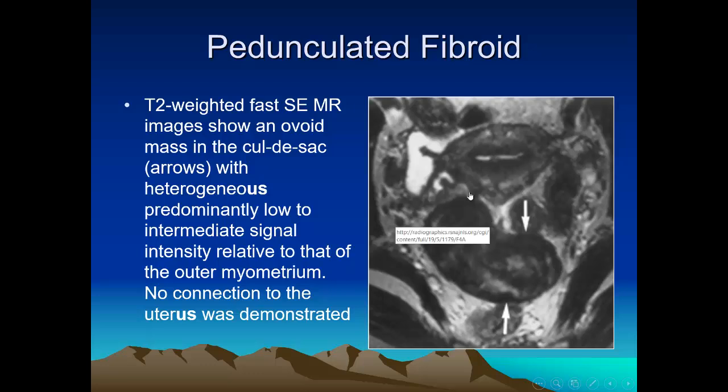And this is a differential diagnosis of adnexal masses. This is a pedunculated subserous fibroid. This is low signal on T2, but it is uterine in origin, because I can see a pedicle coming from the uterus. So this is a pedunculated subserous fibroid.